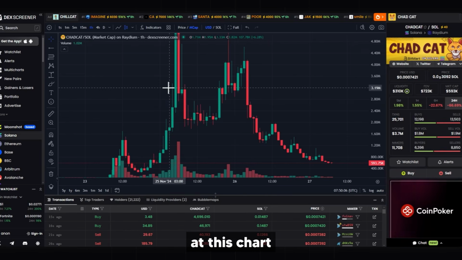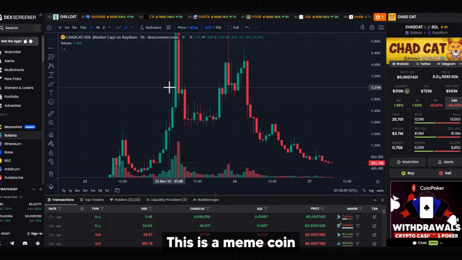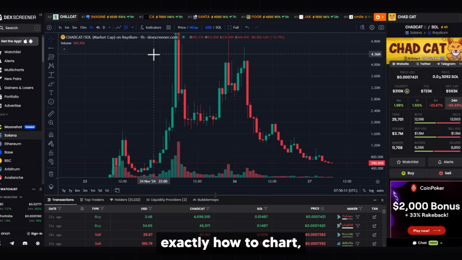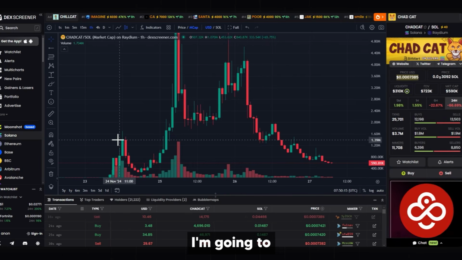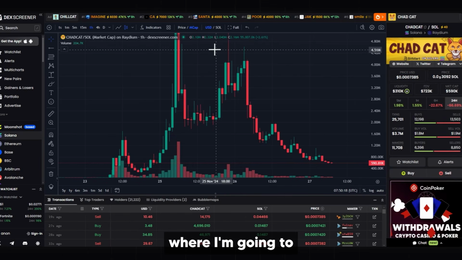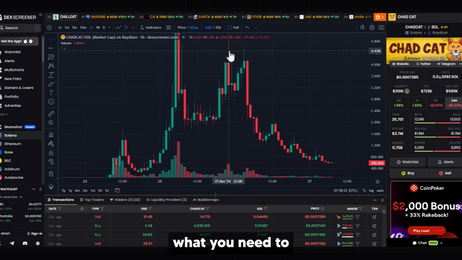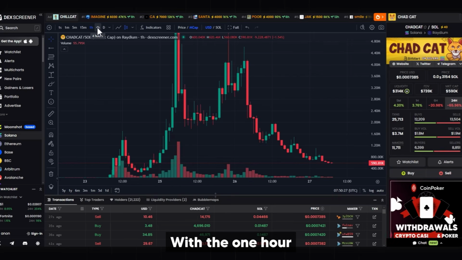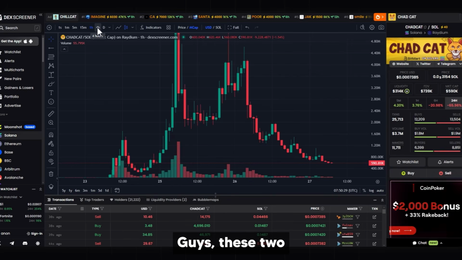So let's take a look at this chart right here called ChadCap. This was a meme coin that went pretty viral the other day, but because I know exactly how to chart, I know exactly where I'm going to take profit and exactly where I'm going to sell. So basically, what you need to do, guys, is make sure that you become best friends with the 1 hour and the 4 hourly chart. Guys, these two things are going to save your life when it comes to trading meme coins.